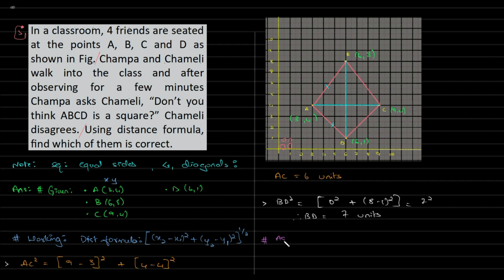As diagonals are not equal, it's not a square. I'm using a symbol just to make you guys familiar with the coding part. Please don't write all of this, write the entire thing. Generally SQ is what they write. So who was correct? Thus, Chameli was correct. This carries half a mark. The last statement carries half a mark.